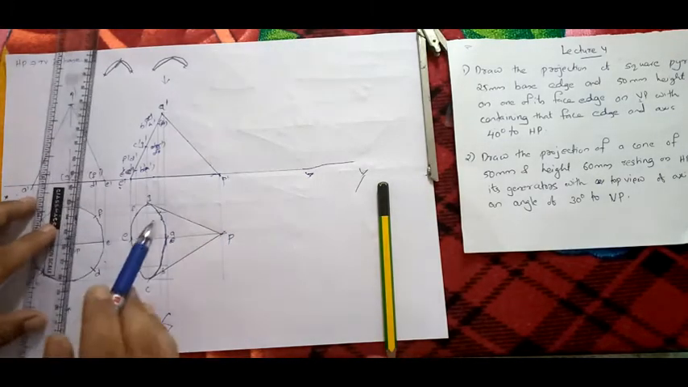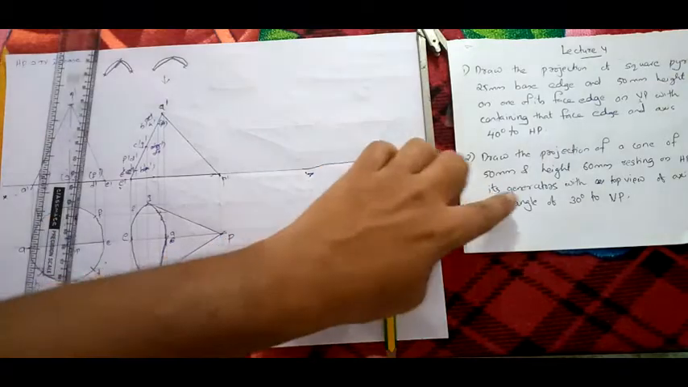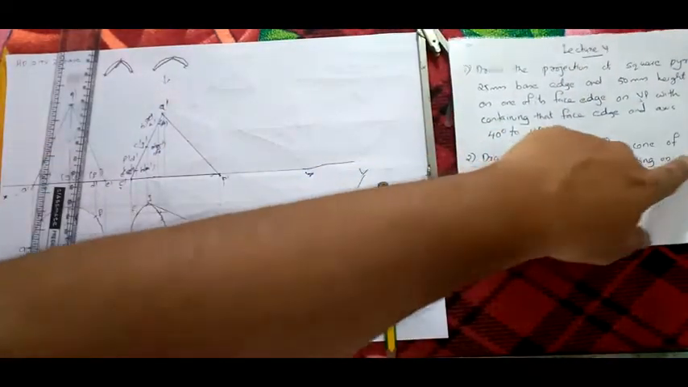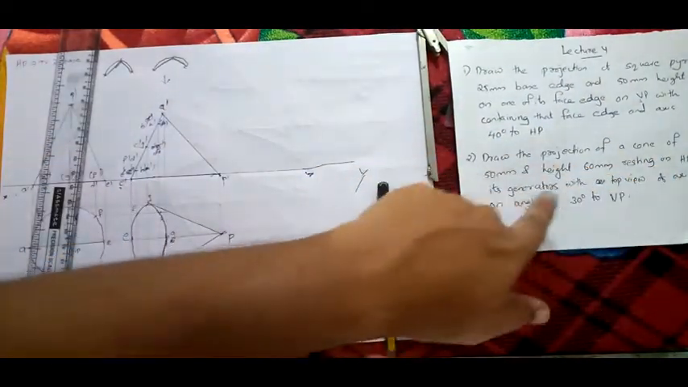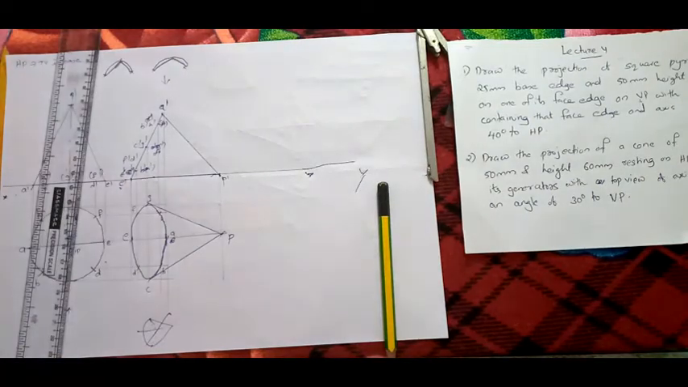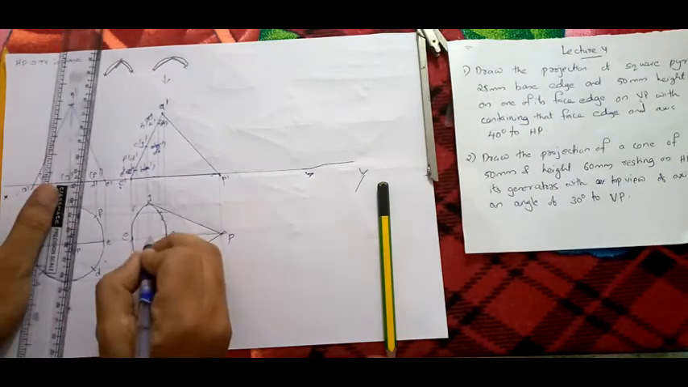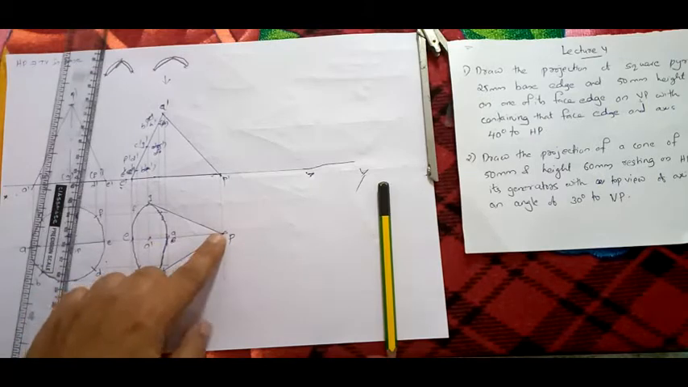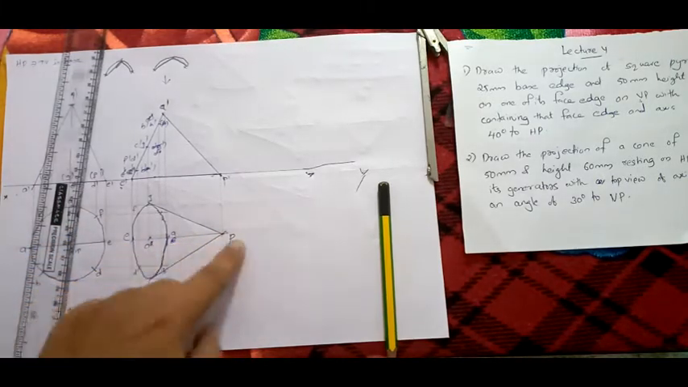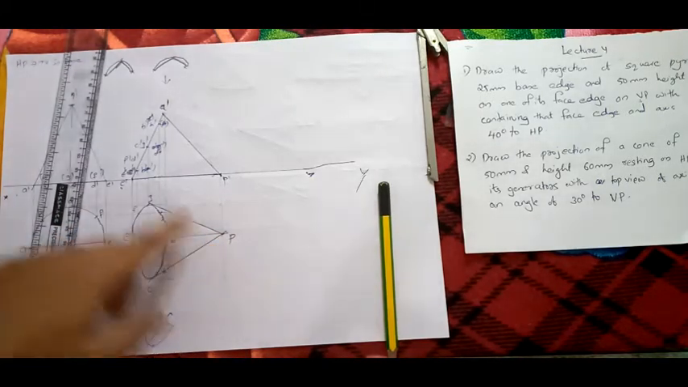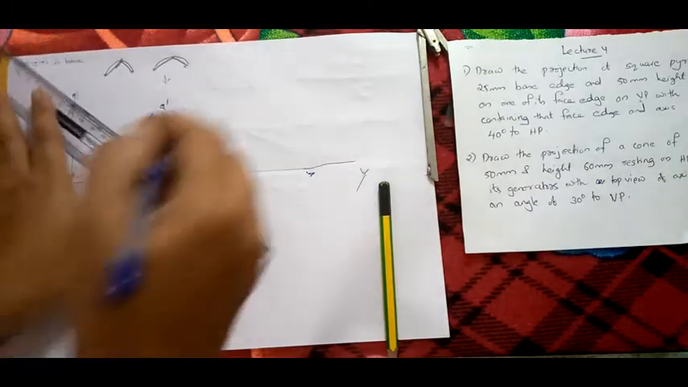So here we are rotating. See, they have told that it is resting on HP on one of its generators with the top view of the axis making an angle of 30 degrees. Top view of the axis they have told. See, your O dash is here and this is your axis. Sorry, O is here and this is your axis, right? Top view of the axis. Why have they told the top view of the axis? See, O dash P dash is here. O dash P dash. This will be your axis.